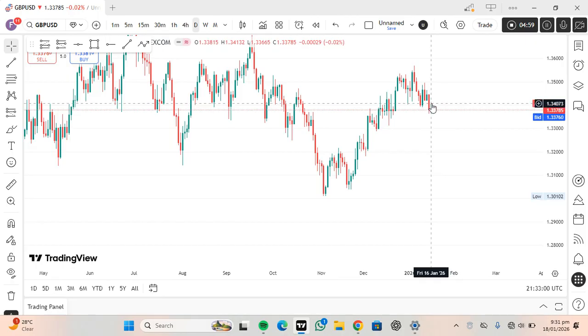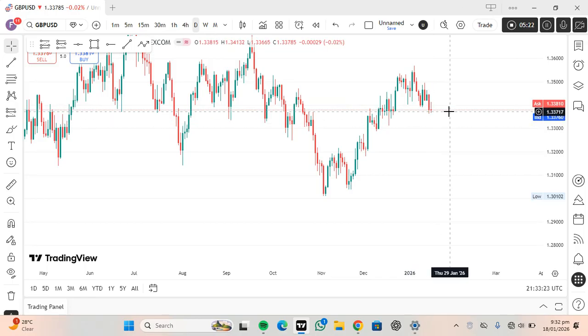See this rejection. That means the buyers weren't strong enough. The sellers were stronger than them. The buyers initially pushed higher, but the sellers came into the market and took over. That's why you see this rejection. So this bearish candle tells us that the daily time frame is bearish.